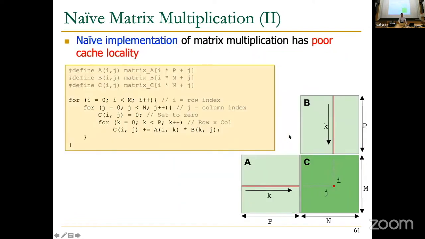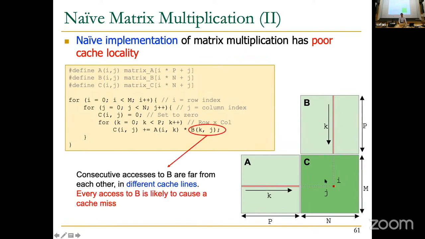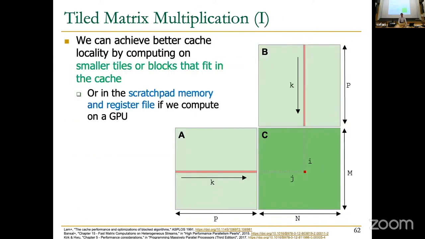As you can see, things are far away from each other. So basically, if you naively implement this using the entire matrices, you have poor cache locality for multiple reasons. One is what I just said, and also the size of the matrix may be very large. Essentially, the consecutive accesses to B are far away from each other in different cache lines. Every access to B is likely to cause a cache miss. So how do you reduce that impact? Essentially, you can achieve better cache locality by dividing each of these matrices into tiles or blocks that fit in the cache.